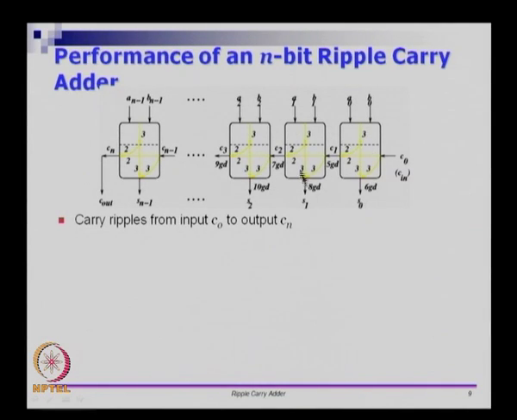If I go and look at the internal diagram, this is An minus 1, this is Bn minus 1. Let us say there is a stage A2, B2 and there are other stages which are not shown, A1, B1, A0, B0 and so on. Let us see what is the longest path in the circuit, or the critical path. Let us say all the inputs, all the bits A's and B's, are given in one go.